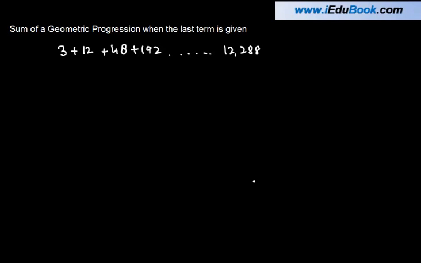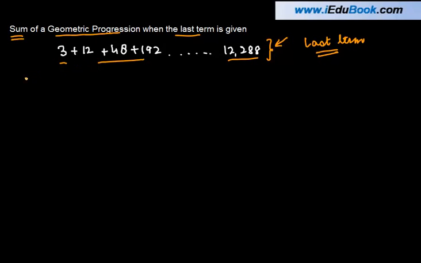Now, in many cases, whenever you are given a geometric progression which is finite, what I mean by finite is that the first term and the various intermediary terms and the last term are also given. So this is the last term of a geometric progression. And you are told to find the sum of the geometric progression when the last term is given.